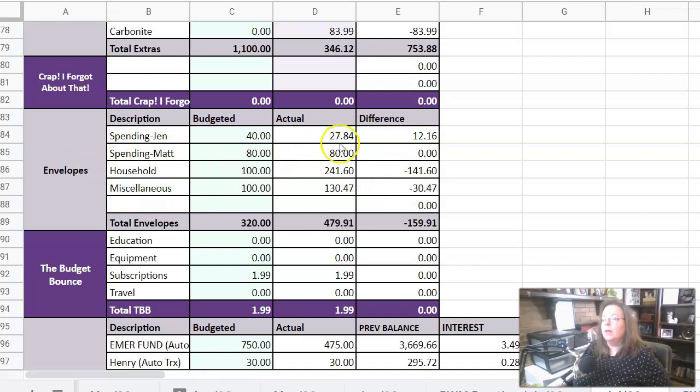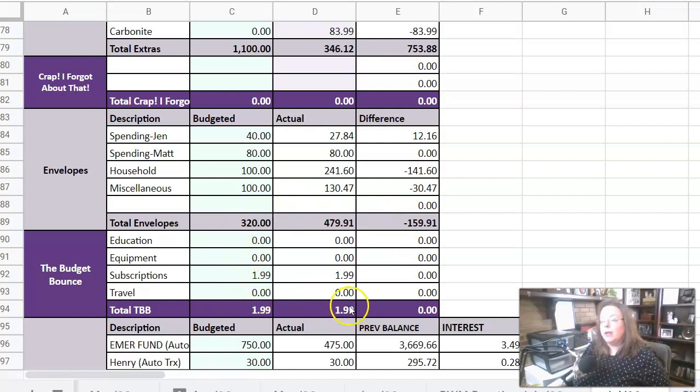In envelopes, these are our electronic envelopes that we do. And so I spent $27, which was under. Matt took all of his 80. Household was 241 and miscellaneous was 130. And that brought us to 479, which was 159 over budget. So yeah, this is all... I've mentioned that we're emotional spenders and eaters, and this is related to that, just like the food budget is. Yeah, $159 over for envelopes.